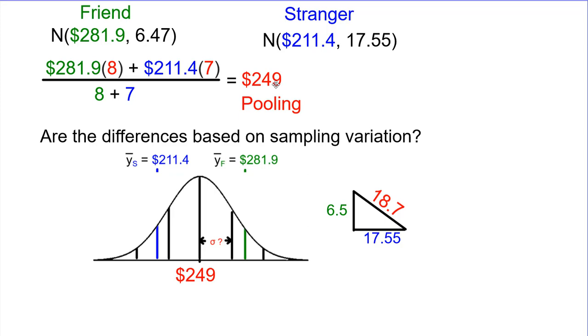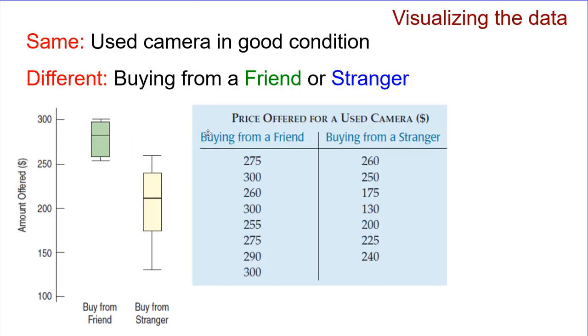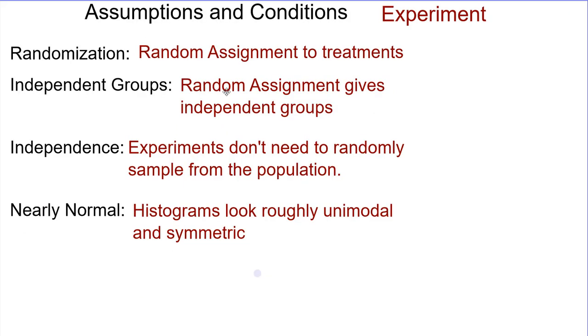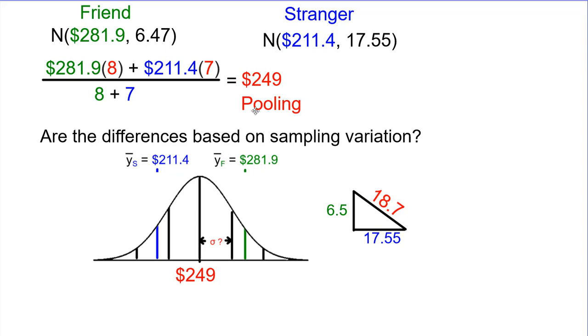We have to have the assumption that they have an equal variance. Now, if we go back to the original samples, between the two groups, did they look like they had equal variance? No, we obviously had much more variation in the price offered to a stranger. So it's really not appropriate to do this pooling like we're doing here.